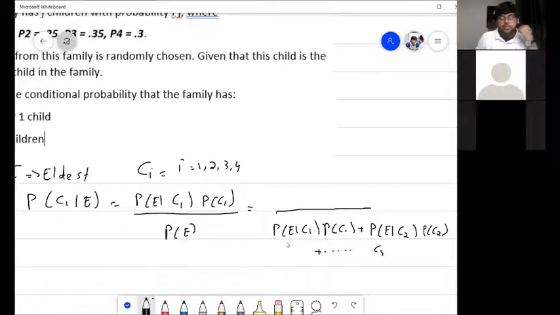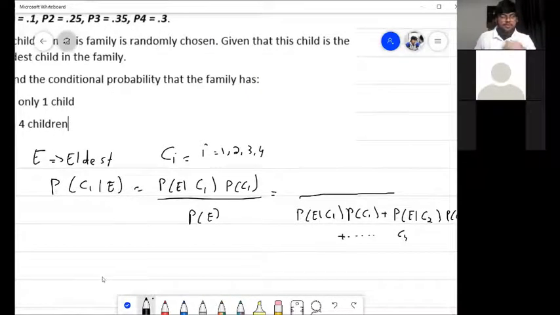Can anyone tell me what's the probability of E given C1? E given C1 basically implies what's the probability that the child chosen is the eldest, given that you only have one child. Essentially, it's one. The probability will just be one because there is only one child, so naturally it's the eldest. Here, P(C1) is already given in the question, and that was 0.1.